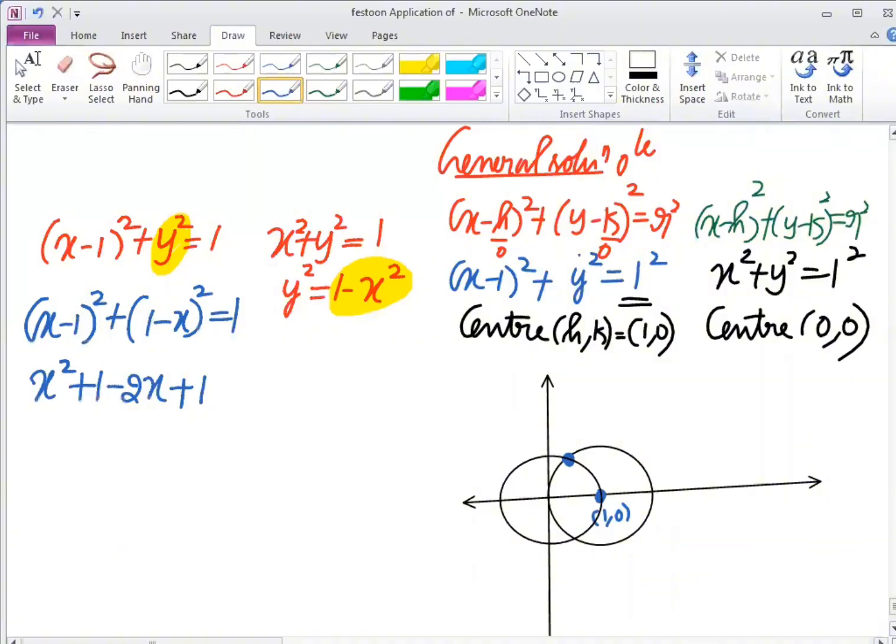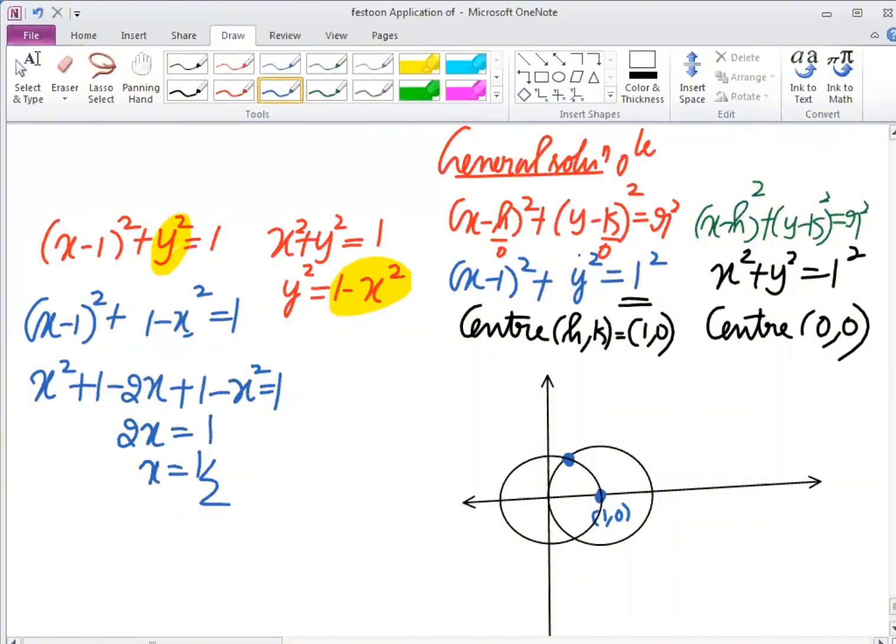Again I have to apply 1 minus x square, that is the value of y square, not whole square. Now if I continue this further, 1 minus 2x is equal to 1 minus... Therefore, I can write it as 2x is equal to 1, and x I got as a half. What are we doing? We are just finding where those two circles will meet.